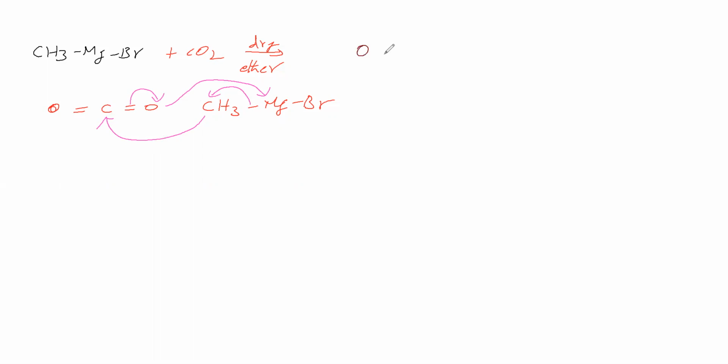So we will get O double bond C, here CH3. The double bond to O becomes a single bond, and O makes a bond with MgBr. Then we will take this for hydrolysis in the presence of acid.